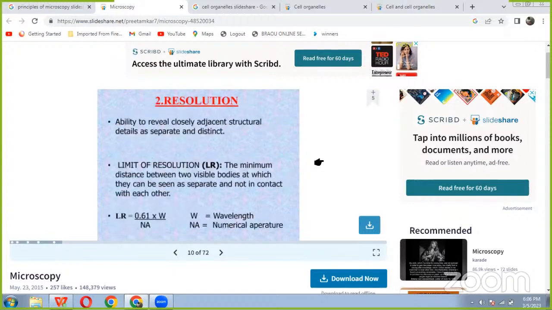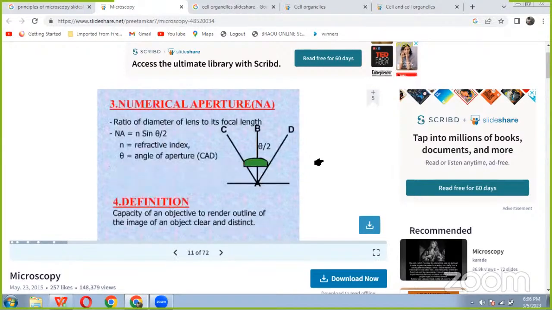Okay, resolution is also very important. The minimum distance between the two visible bodies, which can be seen as separate or not, in contact with the other eyes.